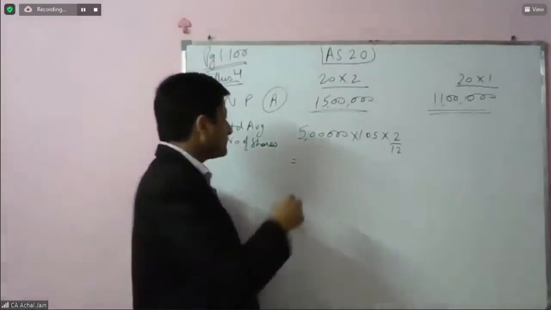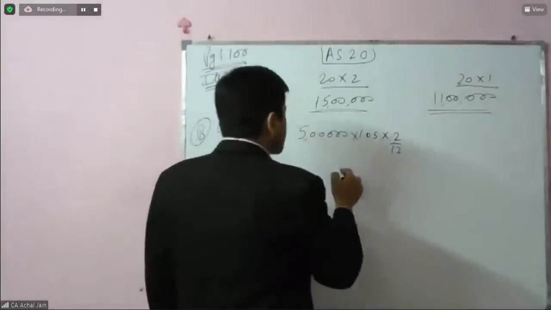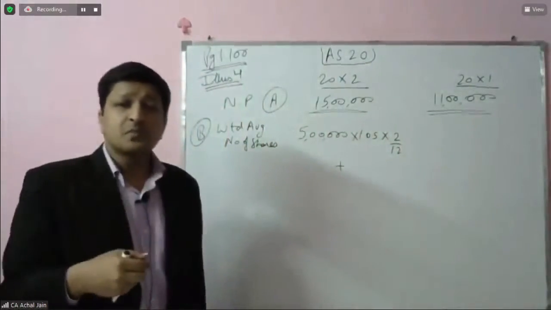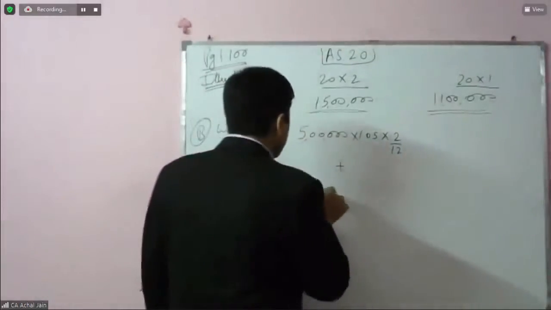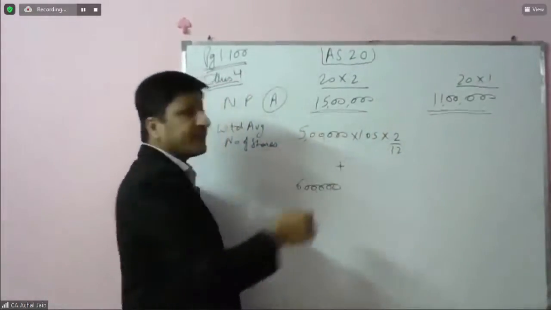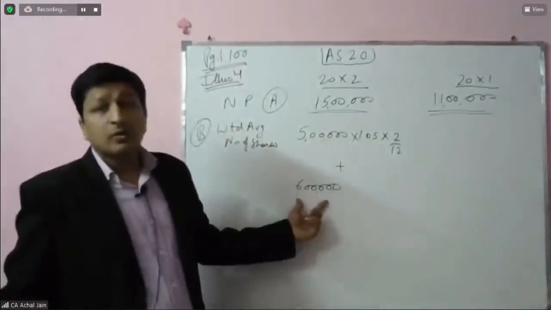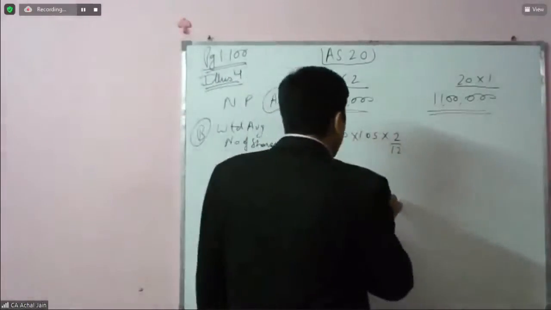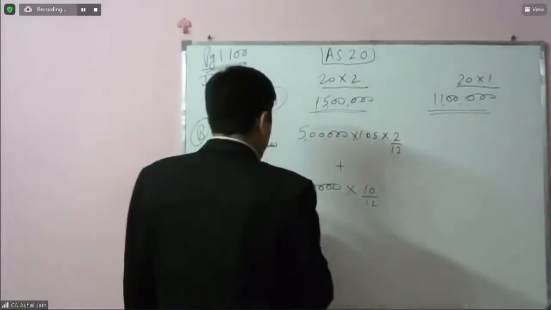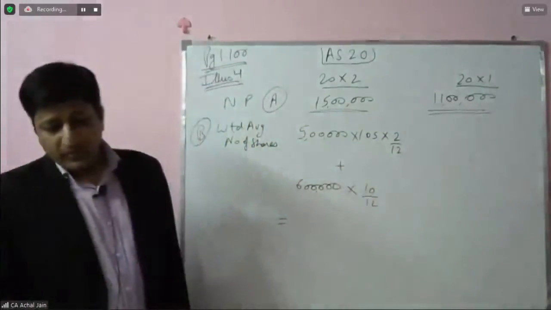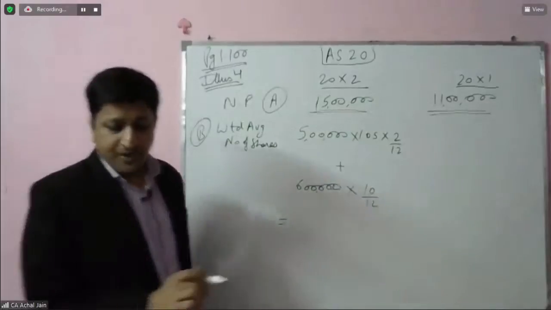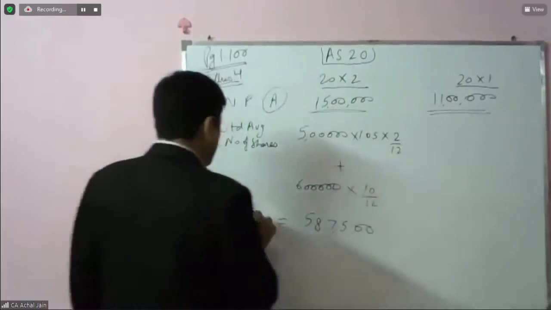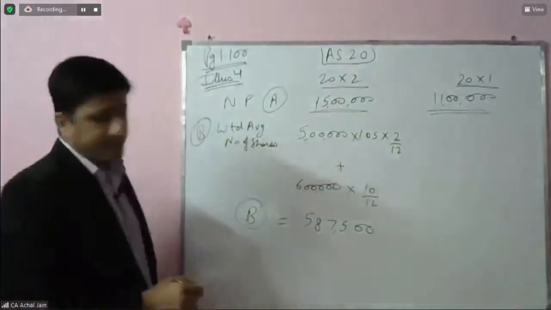Plus, so you can compute this and let me know, plus whatever is the number. After 1st of March, what is the number of shares? 6 lakhs. Now, do we need to give the adjustment factor? No. Because now this number already includes the right issue. So this remained for 10 months. So because of this, what did we get? We get 5,87,500 shares. This is nothing but B.